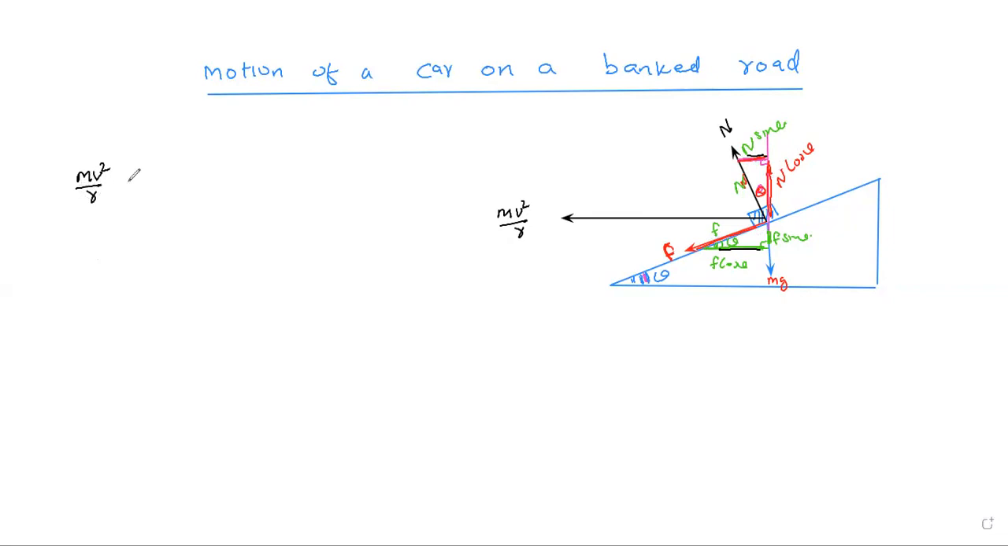How is this centripetal force formed? One component of the normal reaction, N sin theta, and F cos theta help to produce this centripetal force. So we can write mv square by r equal to N sin theta, which is helping to produce the centripetal force along with the frictional force component F cos theta. This is the first equation.